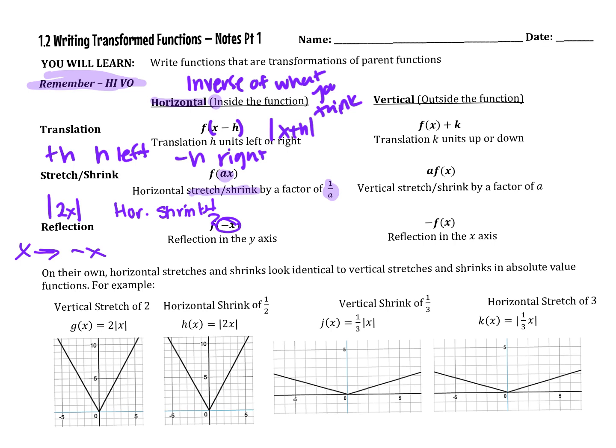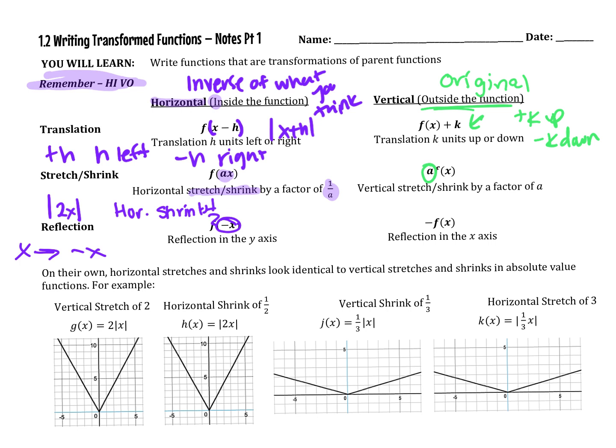All right, now let's talk about vertical. Vertical happens outside the function, and it's the original. It is what you think it is. If it says plus 2, it's up 2. If it says times 2, it's a stretch of 2. So where we have f of x plus k, if k is positive, that means up k spaces. Negative k means down k units.